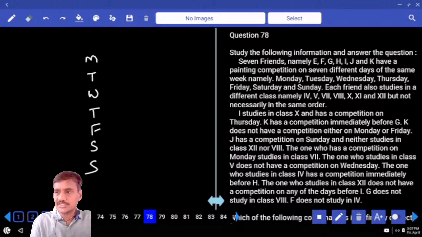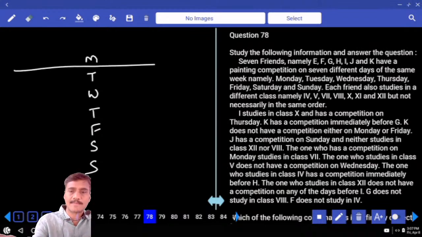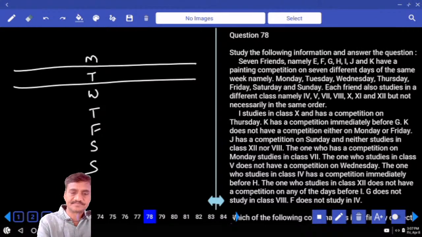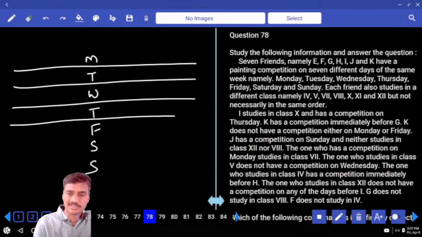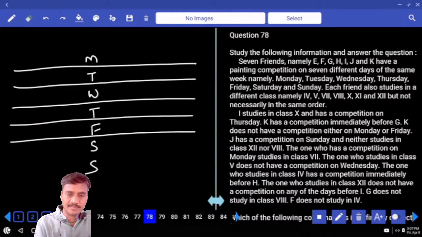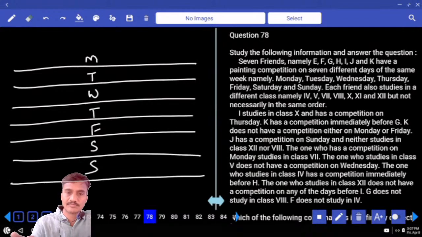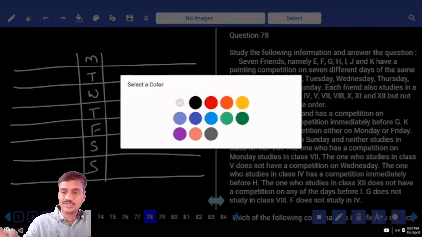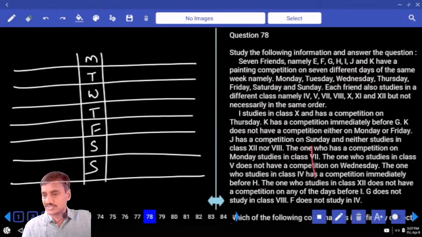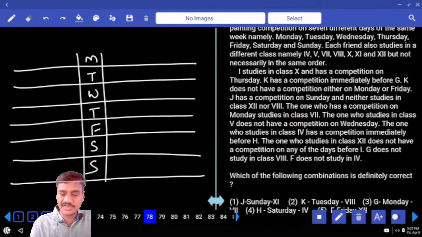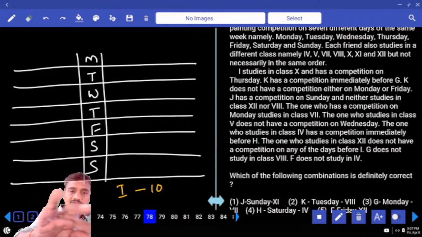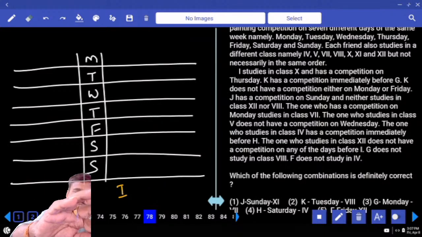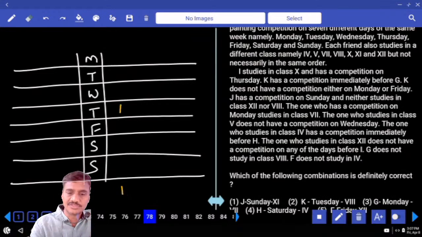And next, each friend also studies in a class. Hence we have 2 different parameters here. Then coming to condition number 1: I studies in class 10, and has a competition on Thursday. So I is on Thursday and is studying in class 10.